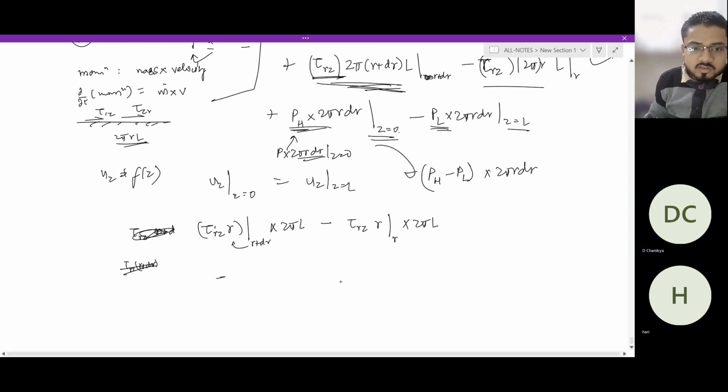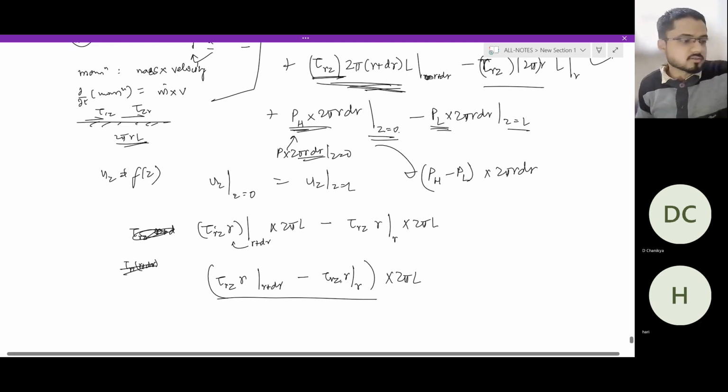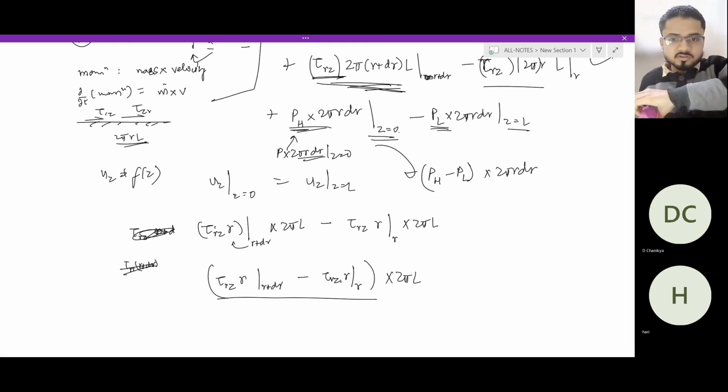Anyway, so this becomes tau rz times (r plus dr) minus tau rz times r, cross 2 pi L, divided by... wait, sorry. I think I'll have to use this.